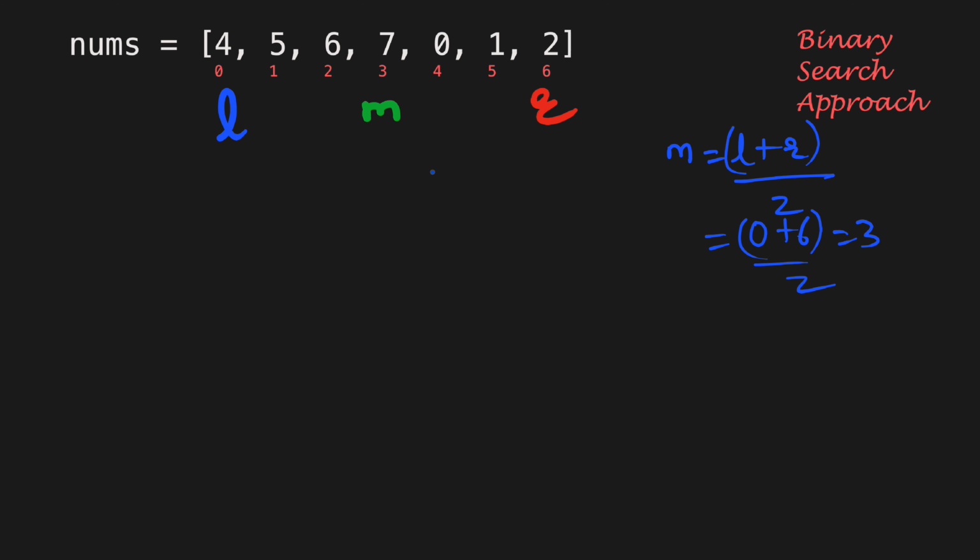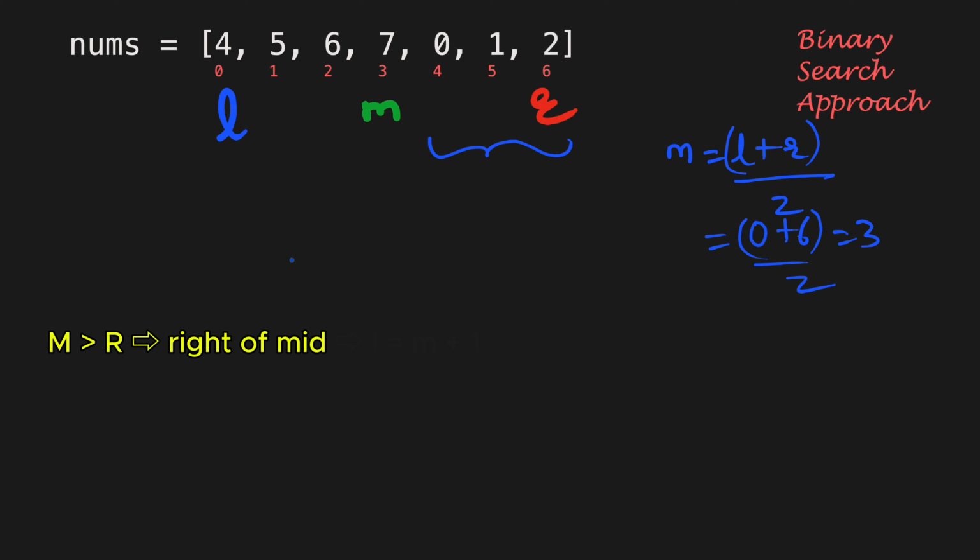Now compared to classic binary search, we are not given an explicit target to search for. Instead, the goal is to find the minimum element wherever it exists in the array. So now let's make a few observations. Here the middle element 7 is greater than the element at the right, which is 2. So if the middle element is greater than the rightmost element, this tells us that the smallest element lies in the right half of the array.